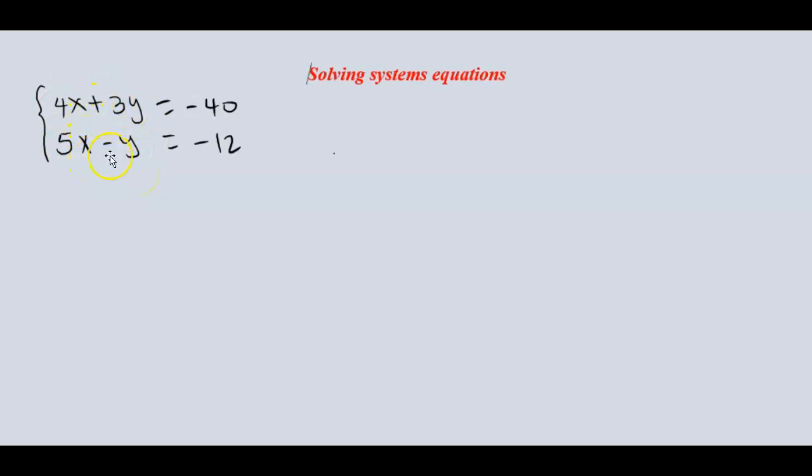Okay, so I'll suggest that you select the equation that looks easier to deal with. Avoid fractions as much as possible. In this case, since I have y with a coefficient of negative 1, that makes it look easier to solve for y in equation 2.